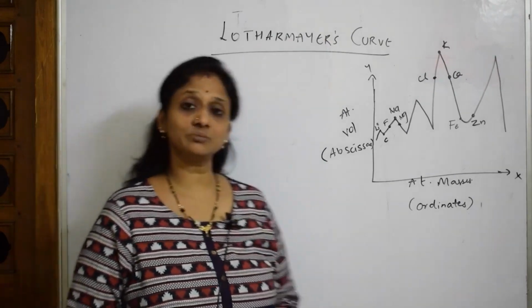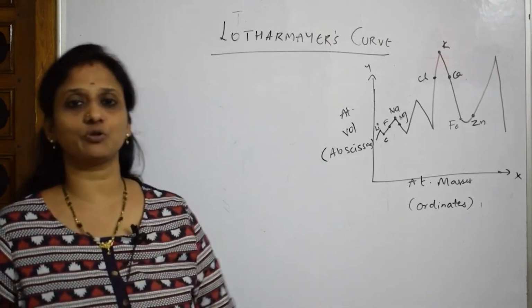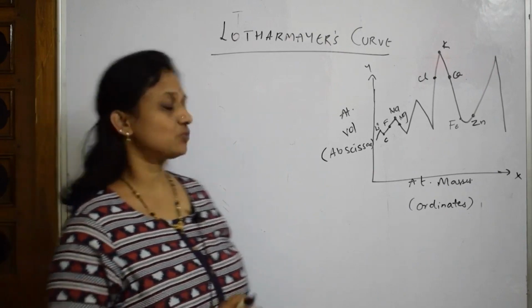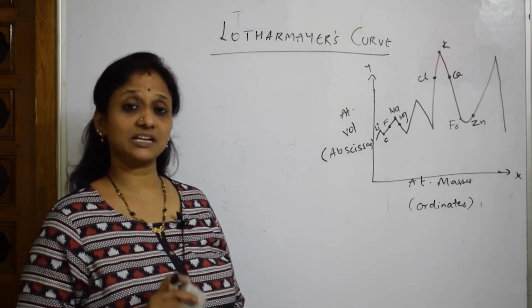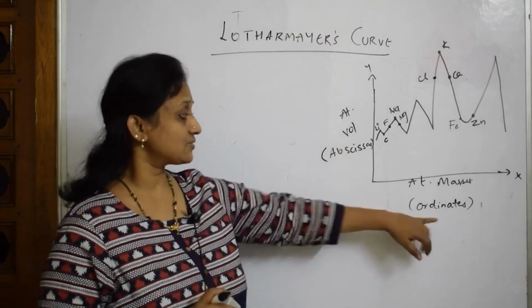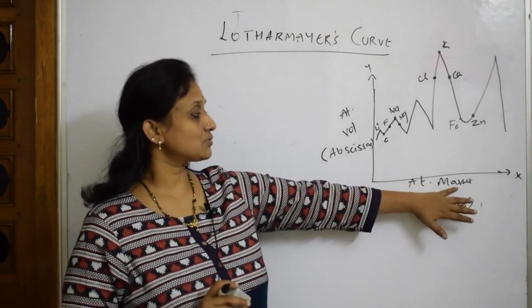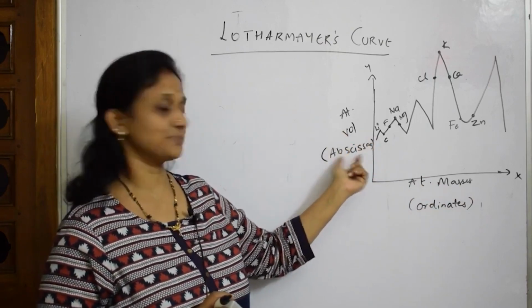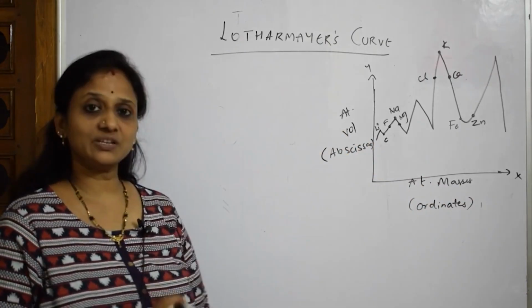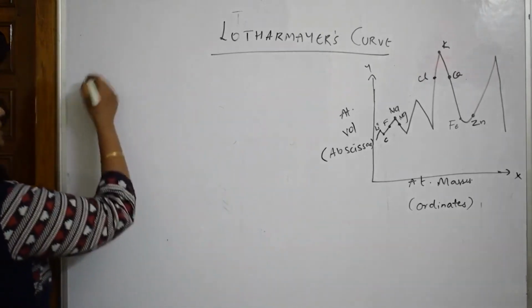Lothar Meyer considered two important concepts. Of the elements available at that time, he picked two important criteria: atomic volume as well as atomic mass. Atomic mass was taken on the x-axis, the abscissa, and atomic volume on the y-axis, the ordinate. So he started arranging.